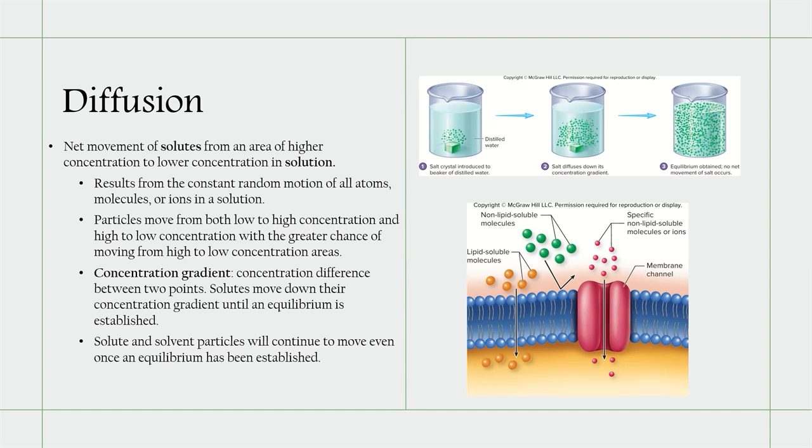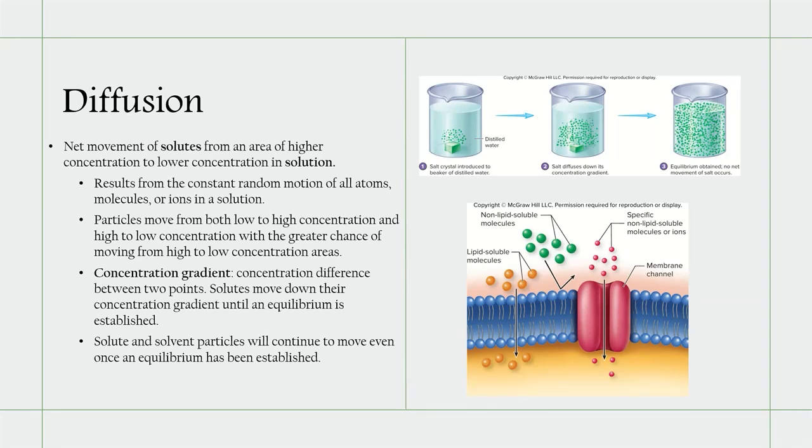So diffusion here, really the definition of it is the movement of solutes from an area of high to low concentration in solution. Solutes are something you dissolved in something else, say sodium and water. So for example, salt, sodium is dissolved into water, so the solute is dissolved into solution, which is our water here. This creates a random motion of all the atoms and the ions in the solution.